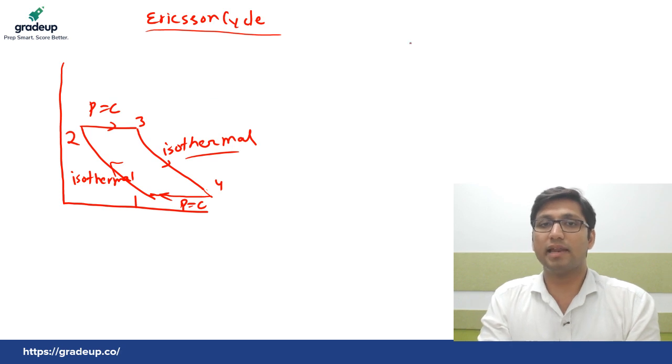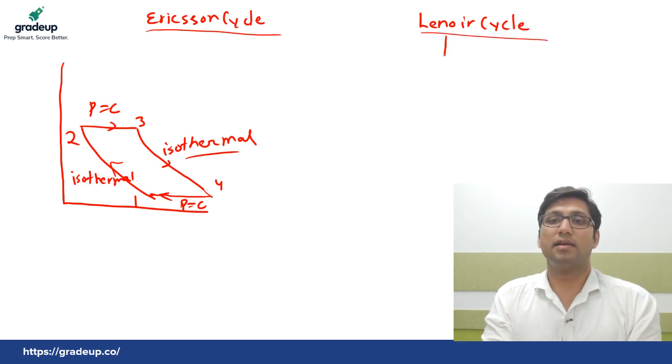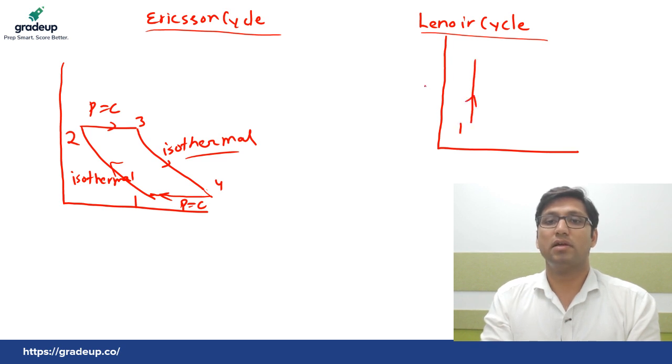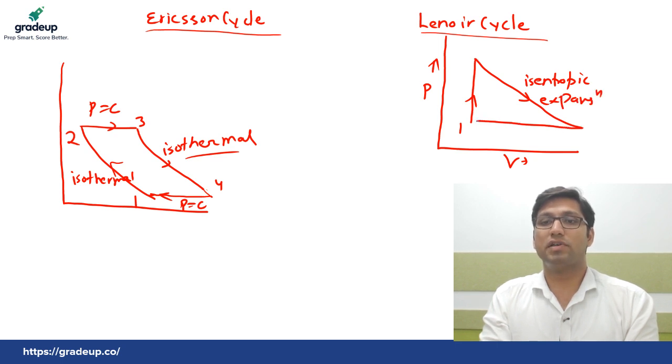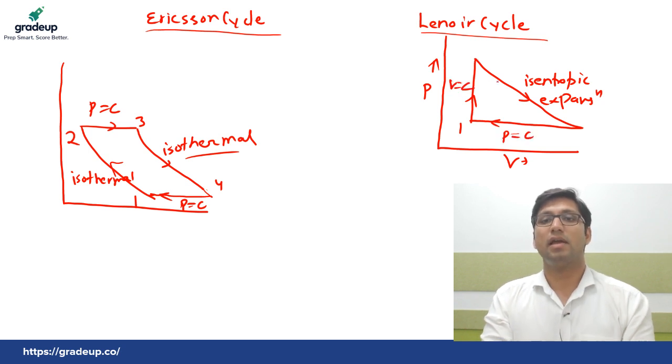Finally, the other air standard cycle is the Lenoir cycle. It basically consists of a constant volume heat addition process. Heat addition takes place at constant volume. After that, isentropic expansion takes place, and then heat rejection takes place at constant pressure. So this is the Lenoir cycle.